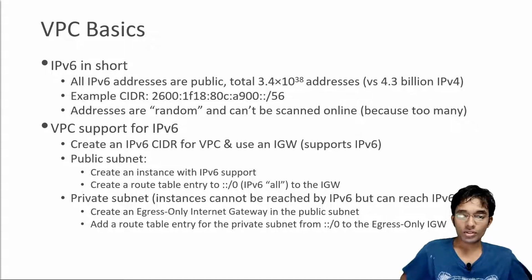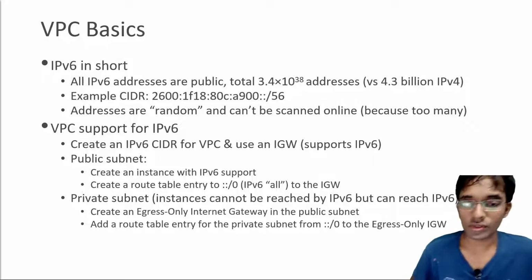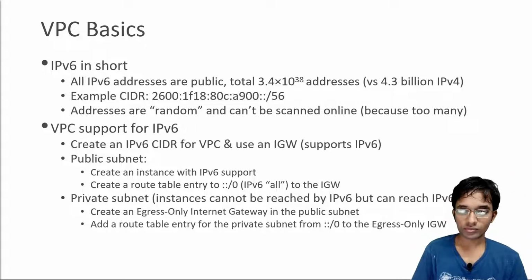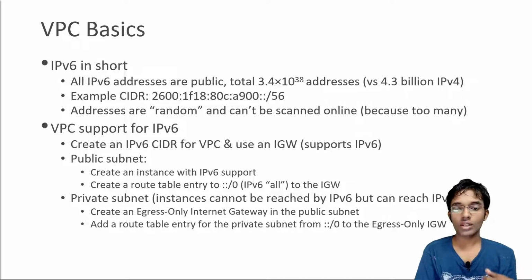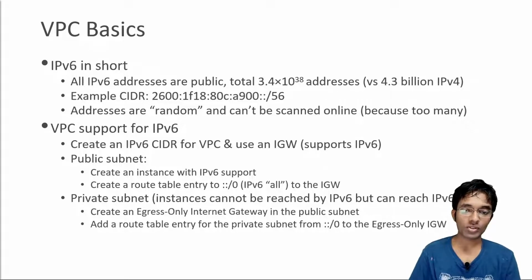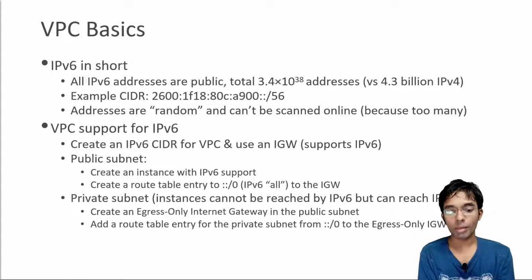Now your VPC does have support for IPv6. How does it work then? We can create an IPv6 CIDR for your VPC like the one I showed you above, and then you can use the Internet Gateway, which, as I said, supports IPv6 traffic. So you can make this work.